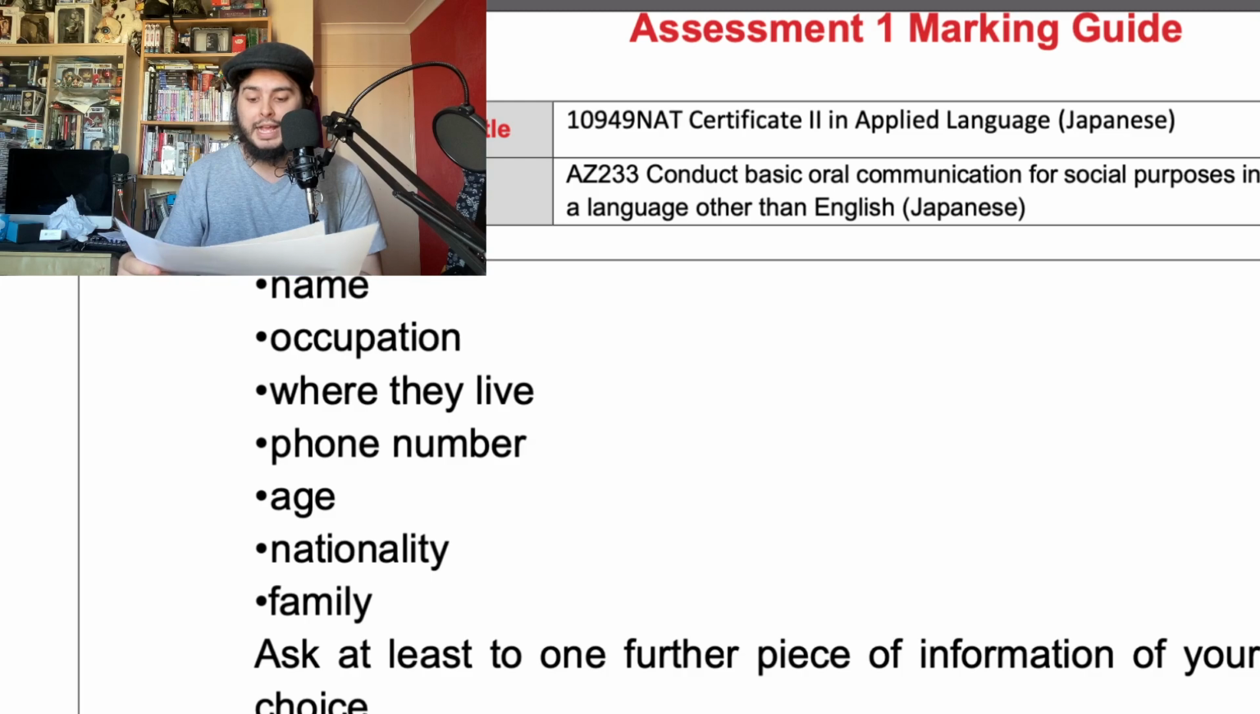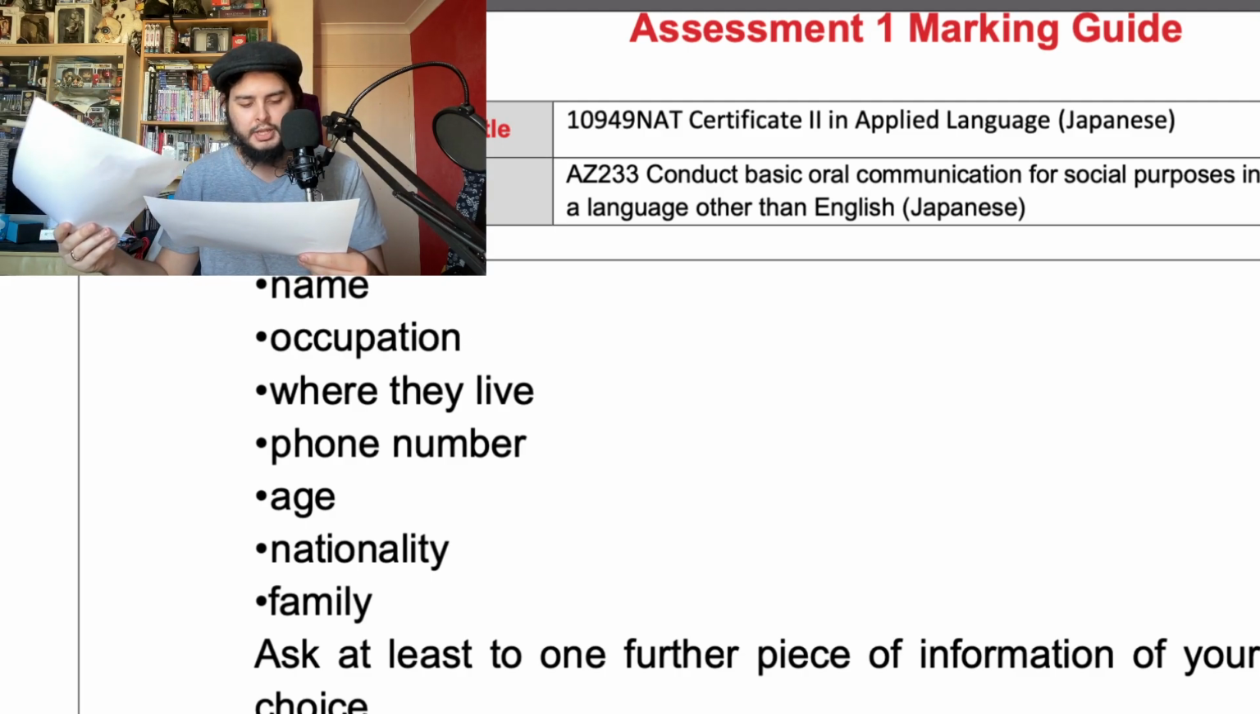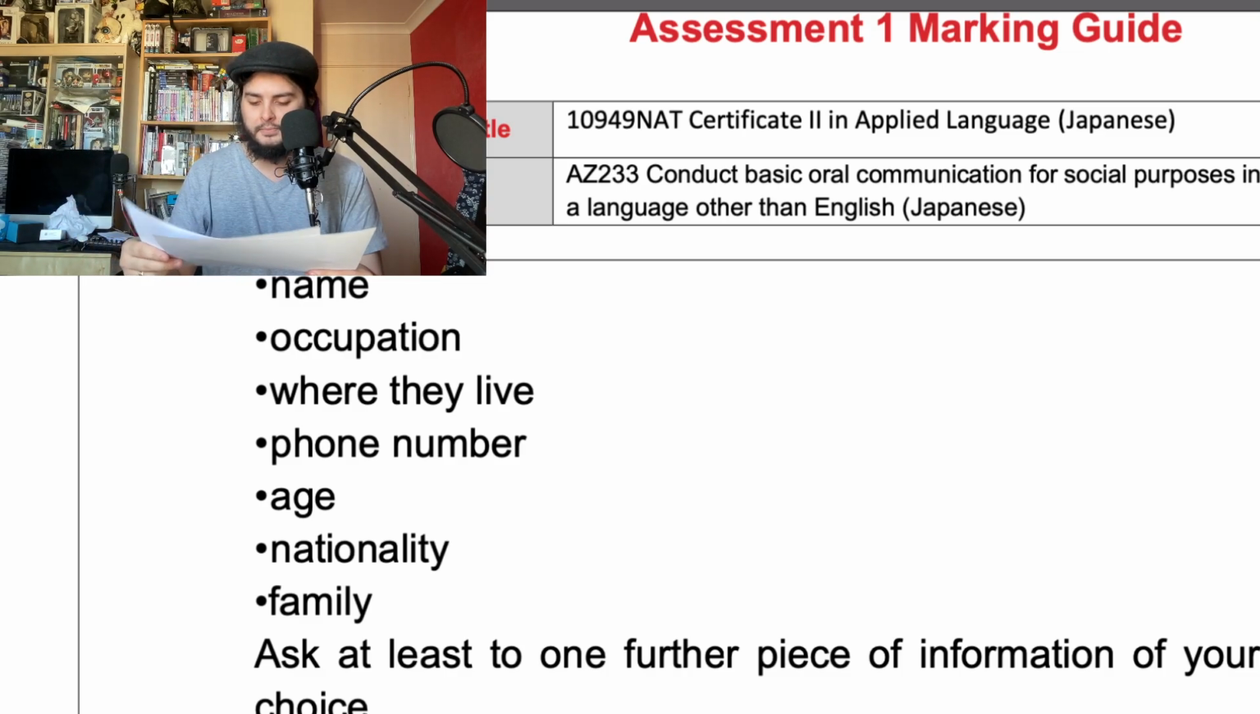I believe I actually answered this one correctly. There was no changes to this, so I think I was spot on with this, which I'm really proud about. So, asking, where do you live? I put, "doko ni sunde imasu ka?" There was no changes to that, so I think I was correct, which is really nice, you know.